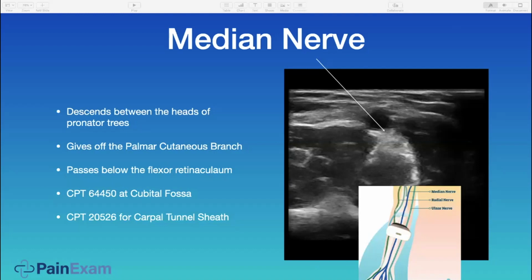When you're doing an injection in the cubital fossa in the elbow, it's a 64450 code. But if it's at the carpal tunnel, it's considered a carpal tunnel injection, and it's at the carpal tunnel sheath. 20526 is the code.